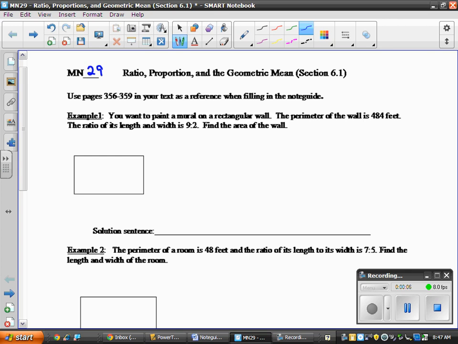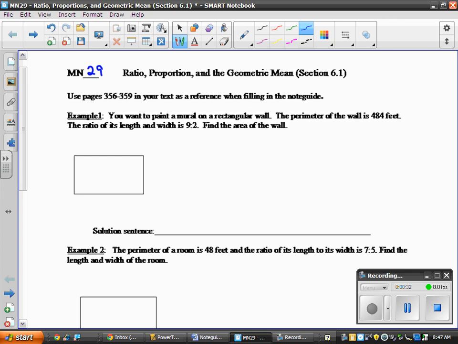This is the first note guide of Chapter 6, where we're going to use ratios and proportions to solve all sorts of geometry problems. In this section, 6.1, we're going to focus on ratio, proportion, and the geometric mean. You can reference this in your textbook on pages 356 to 359 if you need a little bit more information than what I'm showing you in this note guide.